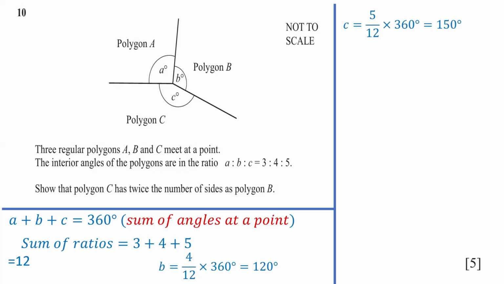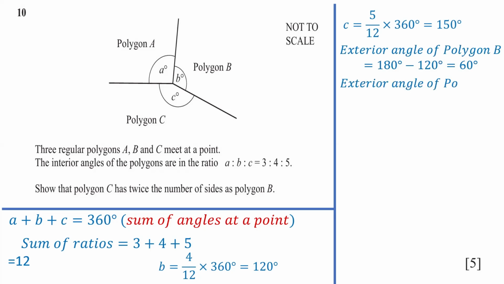For polygon B, the exterior angle equals 180 degrees minus 120 degrees, which is equal to 60 degrees. For polygon C, the exterior angle equals 180 degrees minus 150 degrees, which is equal to 30 degrees. Remember that in every polygon, the sum of the interior angle and the corresponding exterior angle equals 180 degrees. Now, we can go on and calculate the number of sides of polygon B and C.